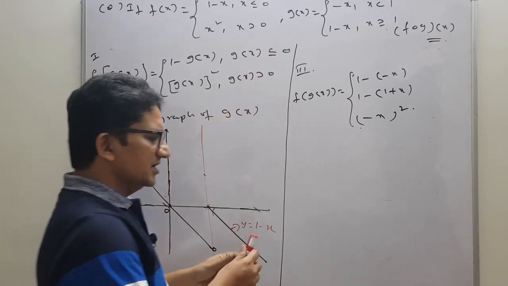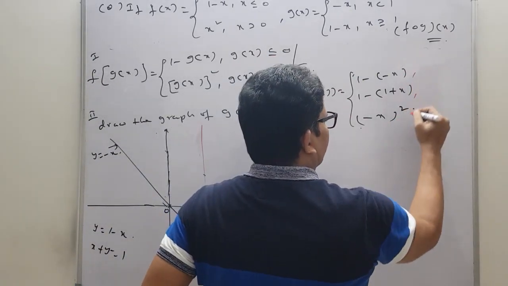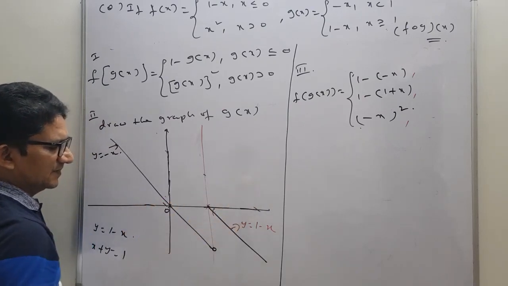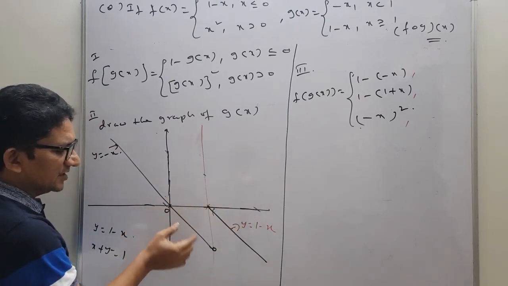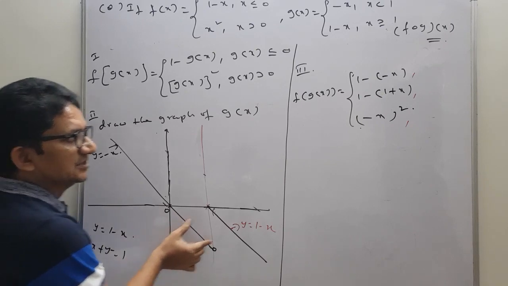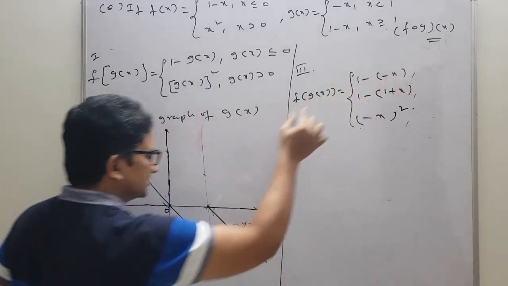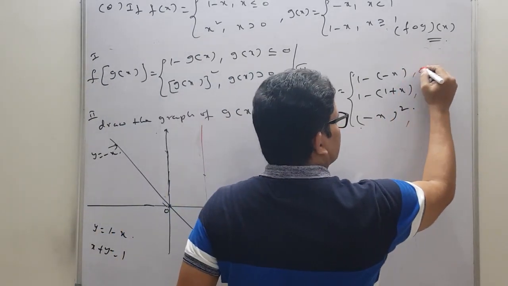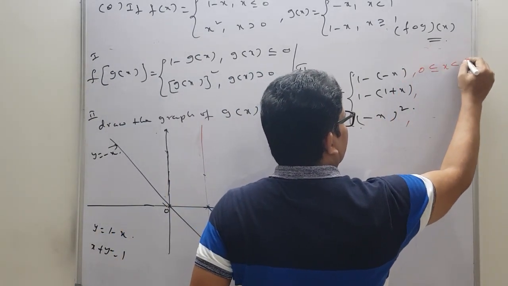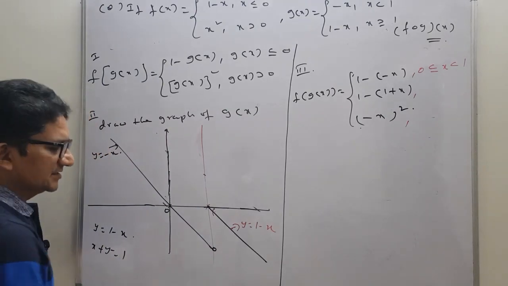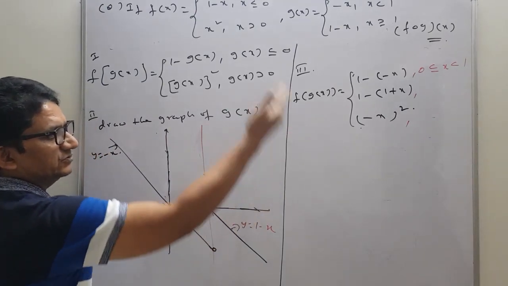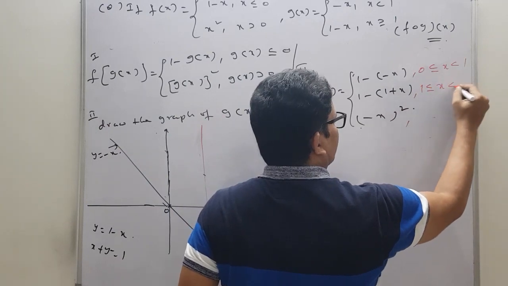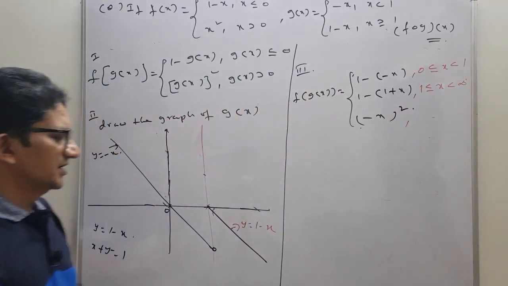Okay. Now here we need to write the value of x. So we need to write the value of x means we need to write this one. See, in between 0 and 1 we are getting the minus x situation. So this minus x situation is coming when x lies in between 0 and 1. That means we can write 0 is less than x is less than 1. Next, this one is coming from 1 to infinity. That means we can write it as 1 is less than or equal to x is less than infinity.